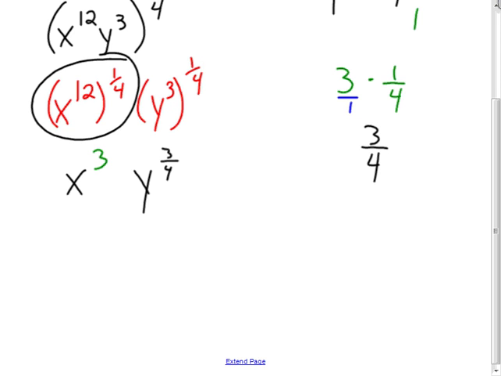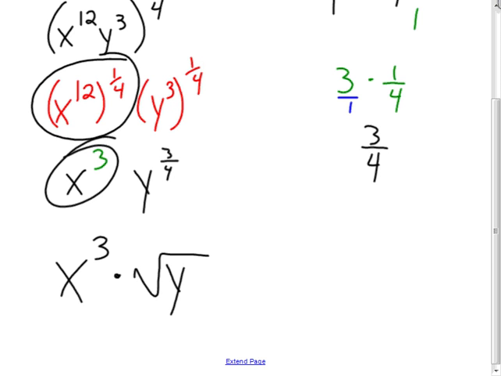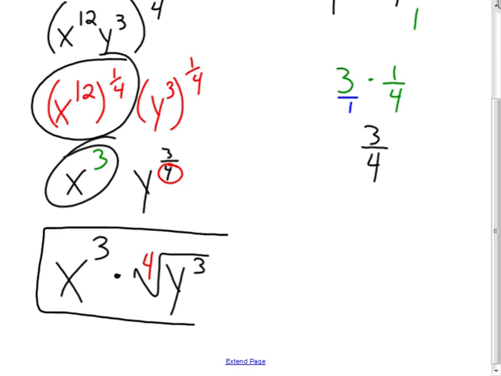Because they gave me this problem in radical form, it is ideal to leave your answer back in radical form. So now I have to rewrite this back out in radical form. This has no radical. This is x to the third times. There is a root because the denominator has a number. It's the 4th root of y to the third. That is your final answer. Remember, the top of your fraction, the 3, is the exponent it's going to go to. The bottom of the fraction is your root.